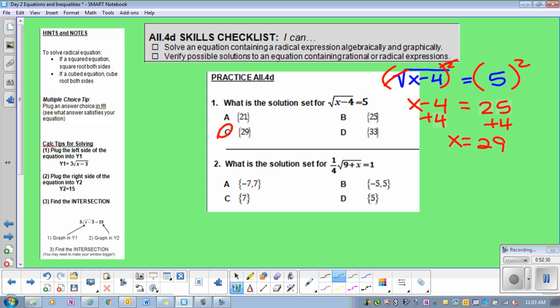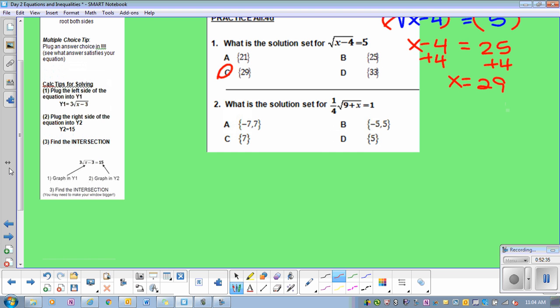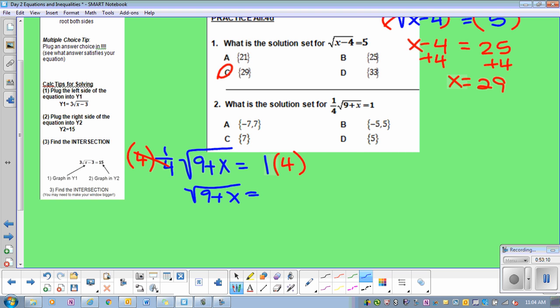Alright, look at the next one. So, are you guys okay with the store function? Yeah? Alright, so then let's solve these out. 1/4 square root of 9 plus x equals 1. What do I need to move first? The 1/4. How do you move this fraction that's multiplying? You have to multiply by the reciprocal. So multiply by 4. So then you have square root of 9 plus x equals 4.